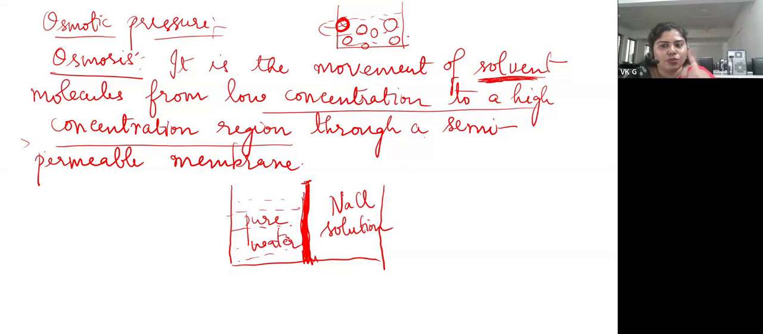Now what happens is, osmosis means, of course, the water molecules move from low concentration. Where there are fewer solute particles, when it is just water, you call it low concentration. Where there are more solute particles, you call it high concentration. So from here, the solvent molecules, that is water molecules, will move from low concentration region to high concentration. So your movement is from left hand side to right hand side.